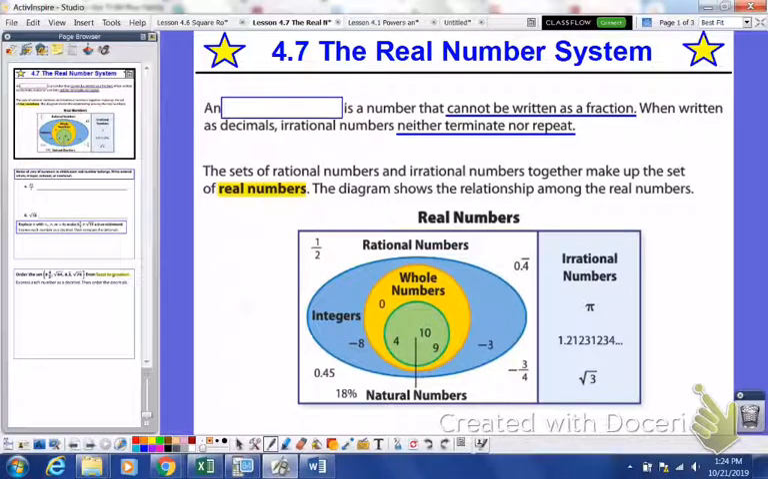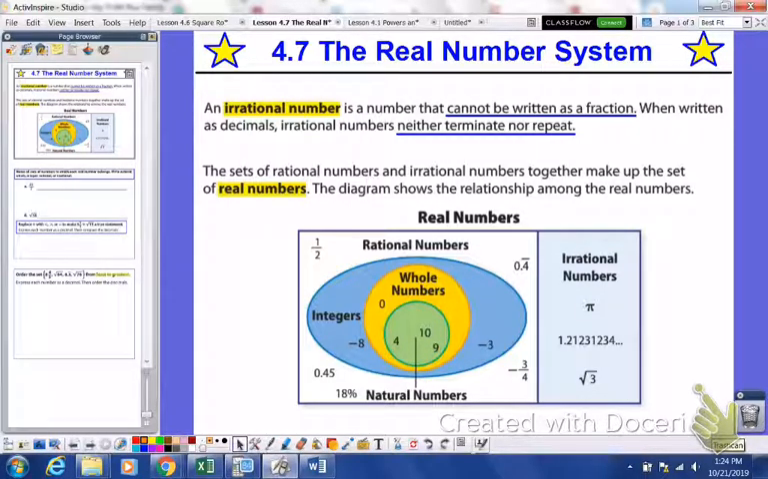Here we go with the last lesson of the chapter. This lesson is going to be a bit of review, and then we're going to emphasize some different pieces. So first off, an irrational number is a number that cannot be written as a fraction. So when written as decimals, irrational numbers neither terminate nor repeat.